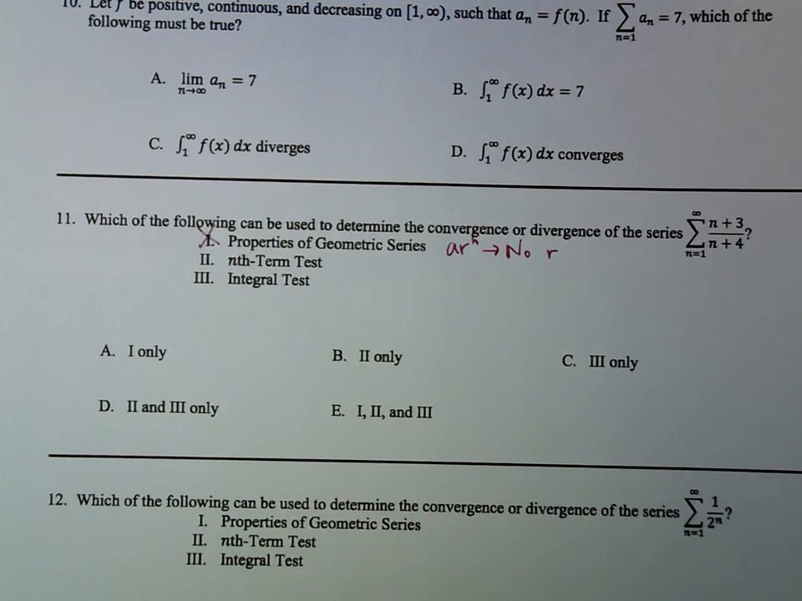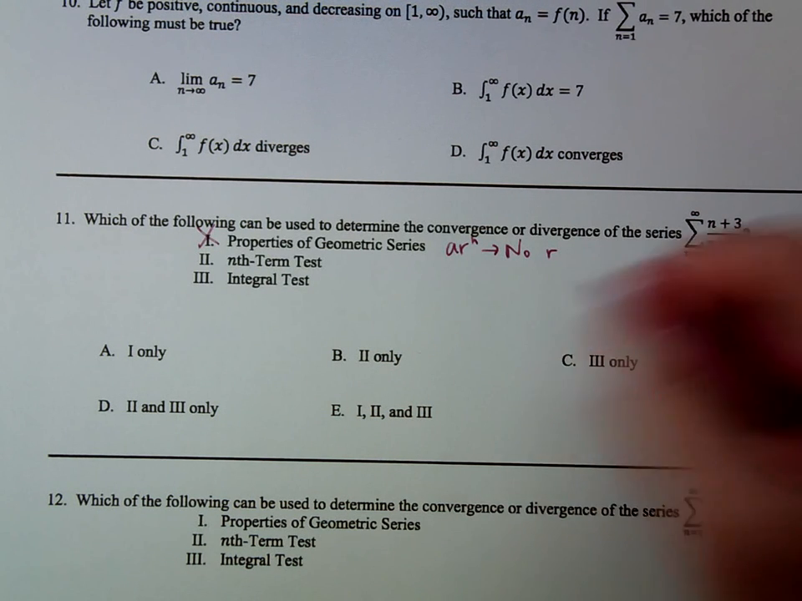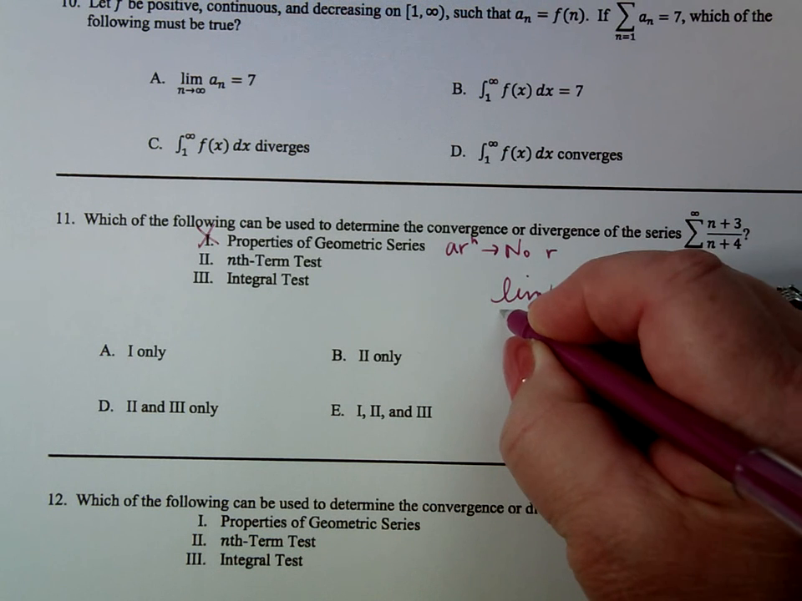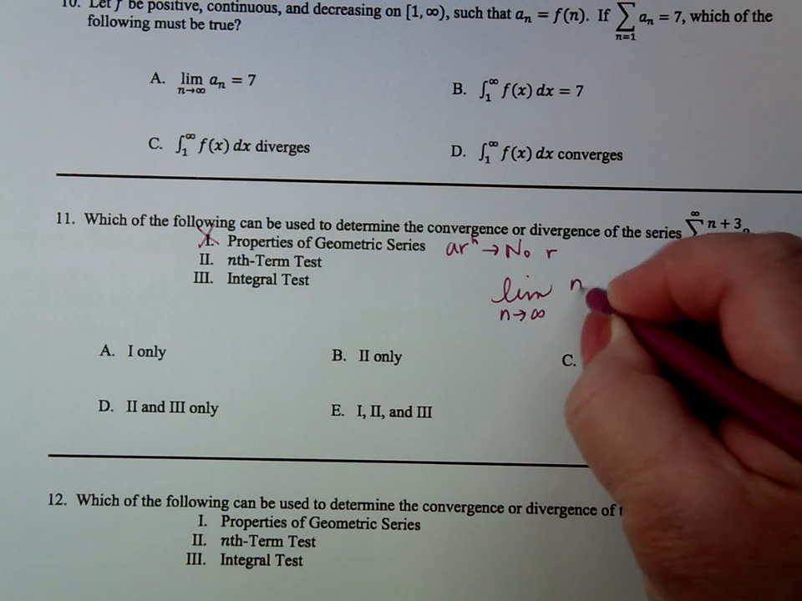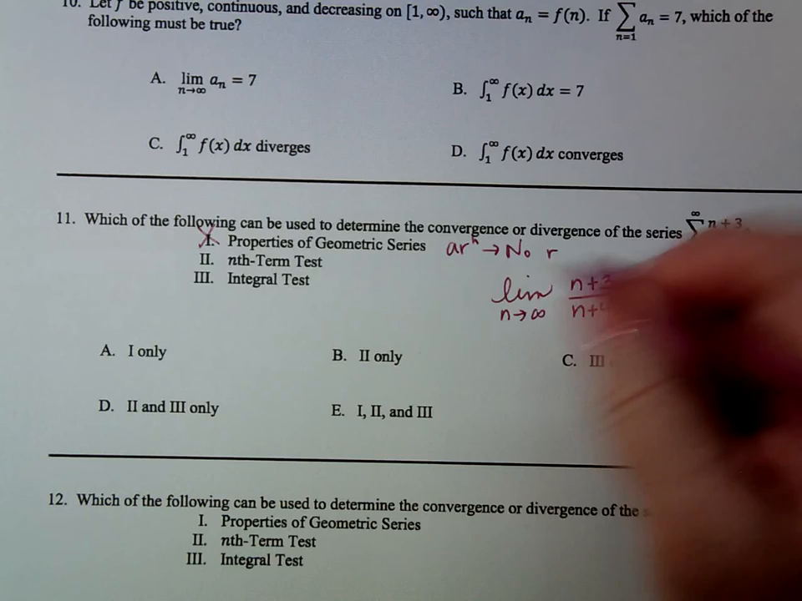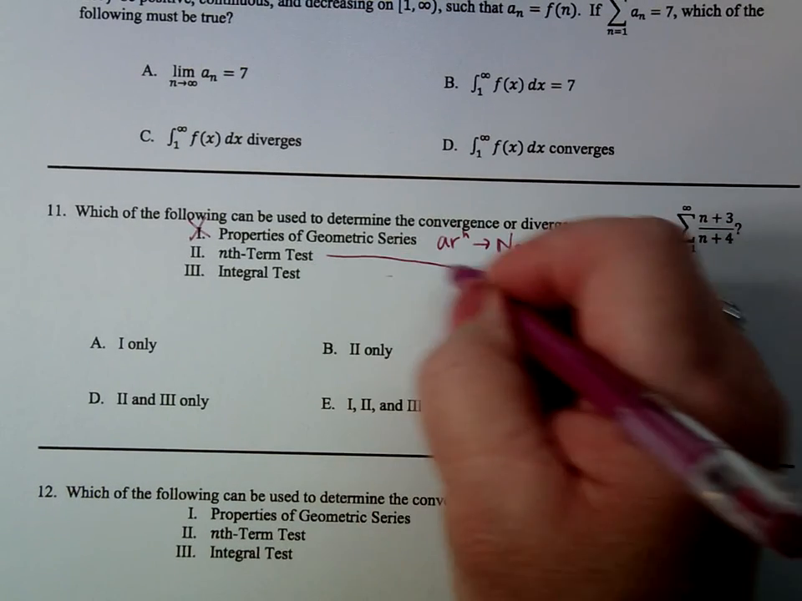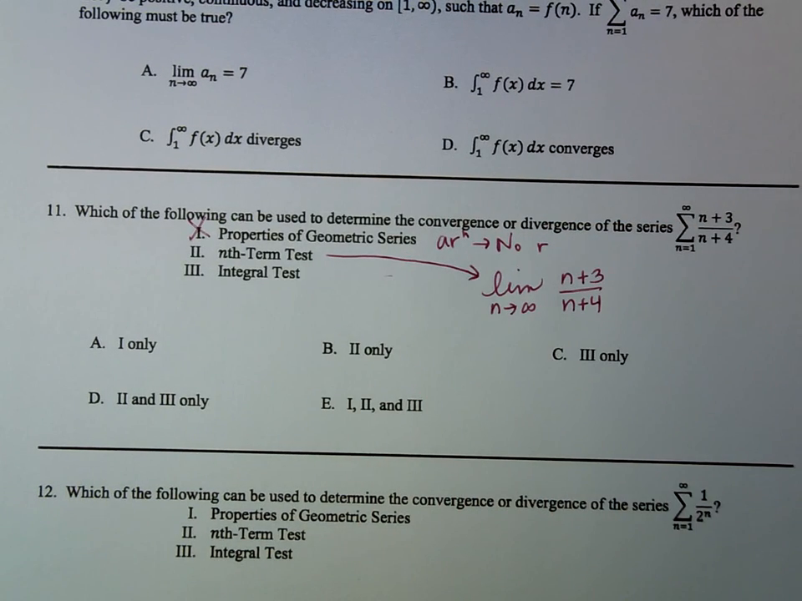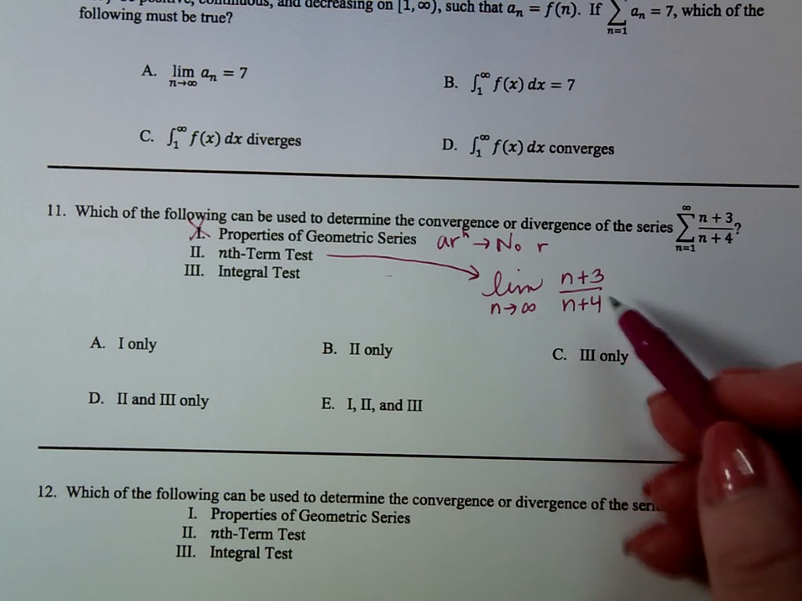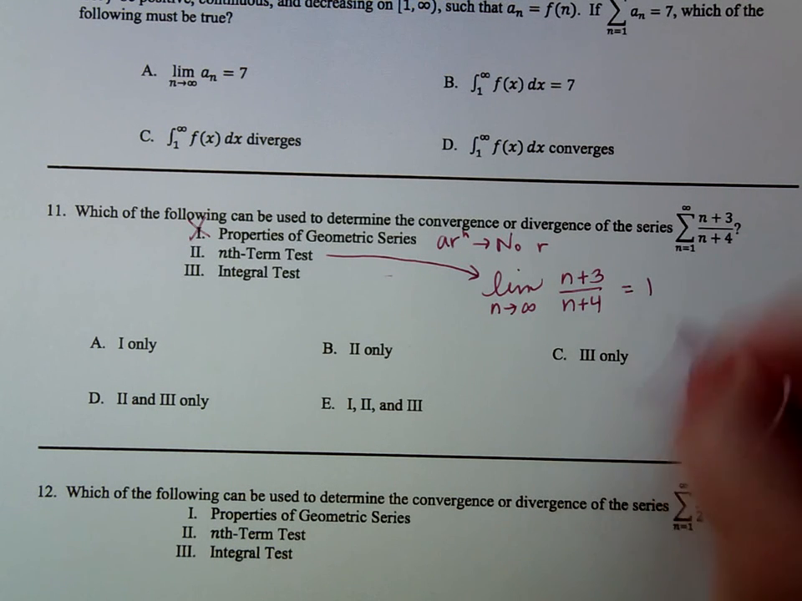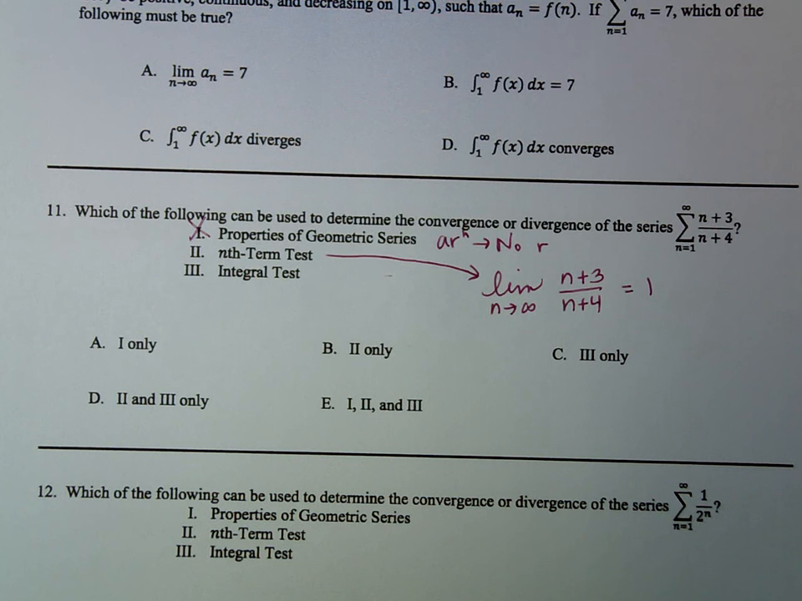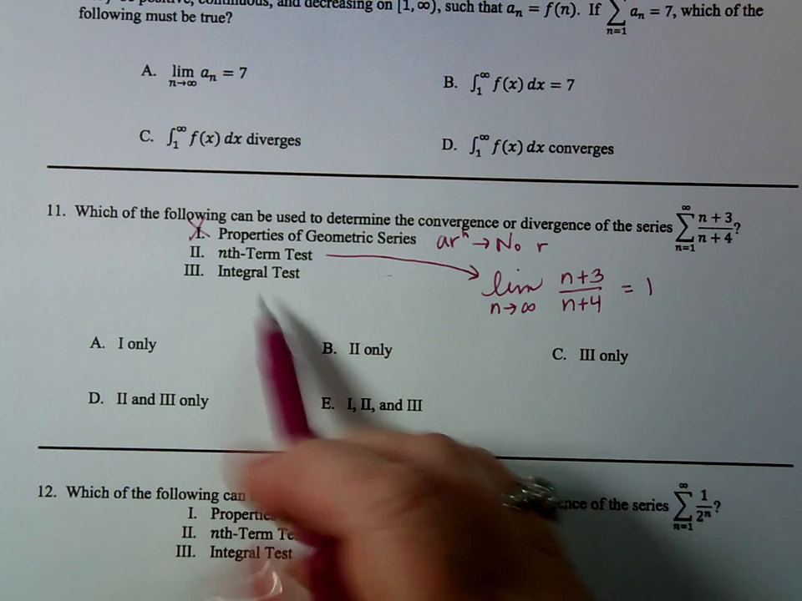How about the nth term test? Well, the nth term test says take the limit as n approaches infinity for n plus 3 over n plus 4. This is the nth term test. Maybe I'll put an arrow. Well, what's the limit of that? That's like a horizontal asymptote, right? So n over n means that that is 1. And if I look at this, which of the following can be used to determine the convergence, that one would work because remember it's just a can equal 0. So it came out to be 1 and therefore we're good with that one.